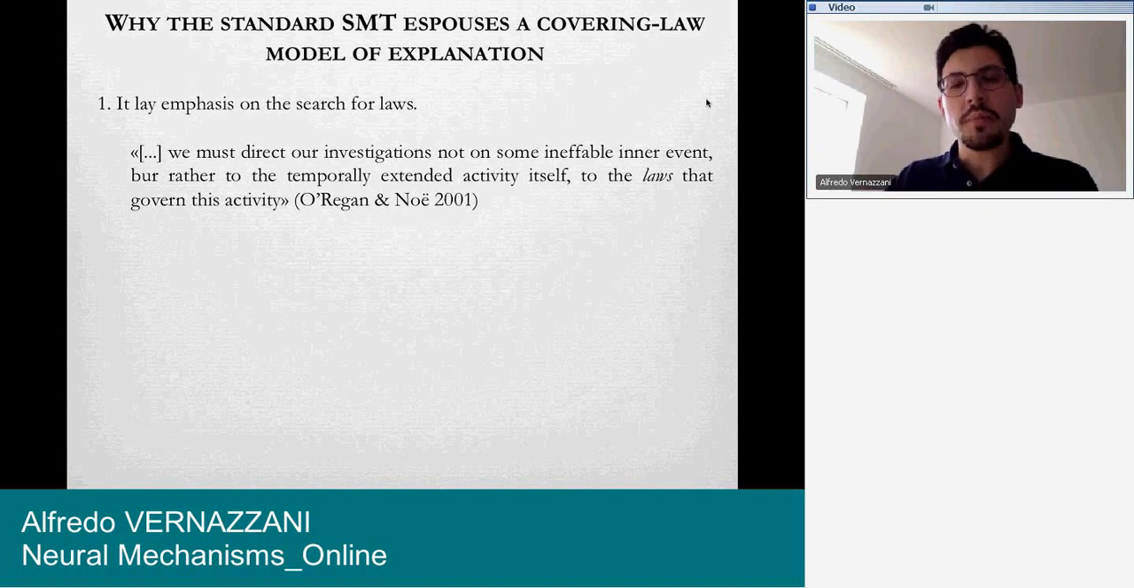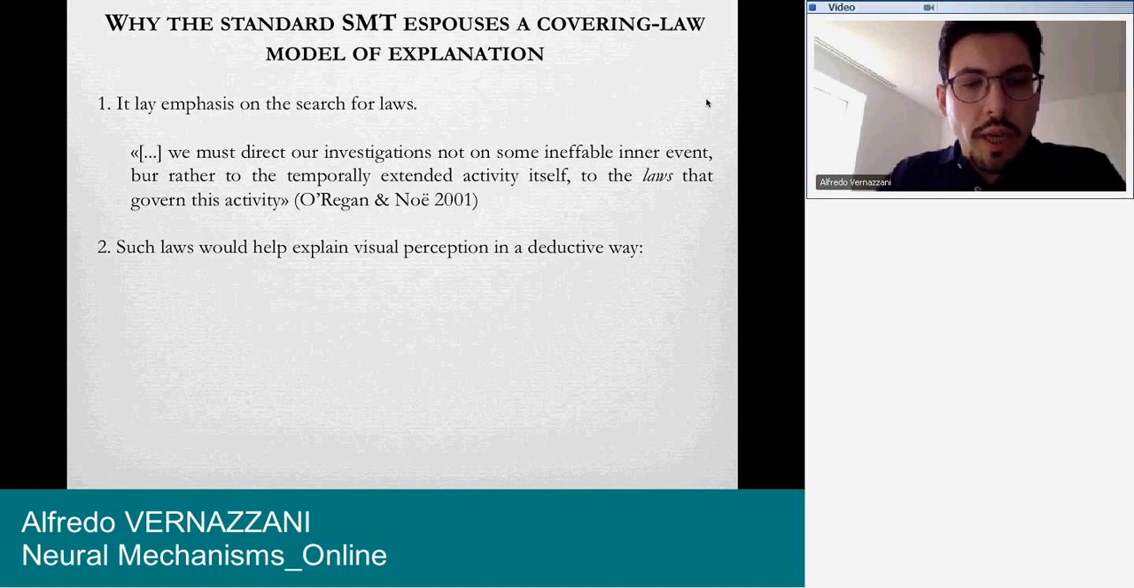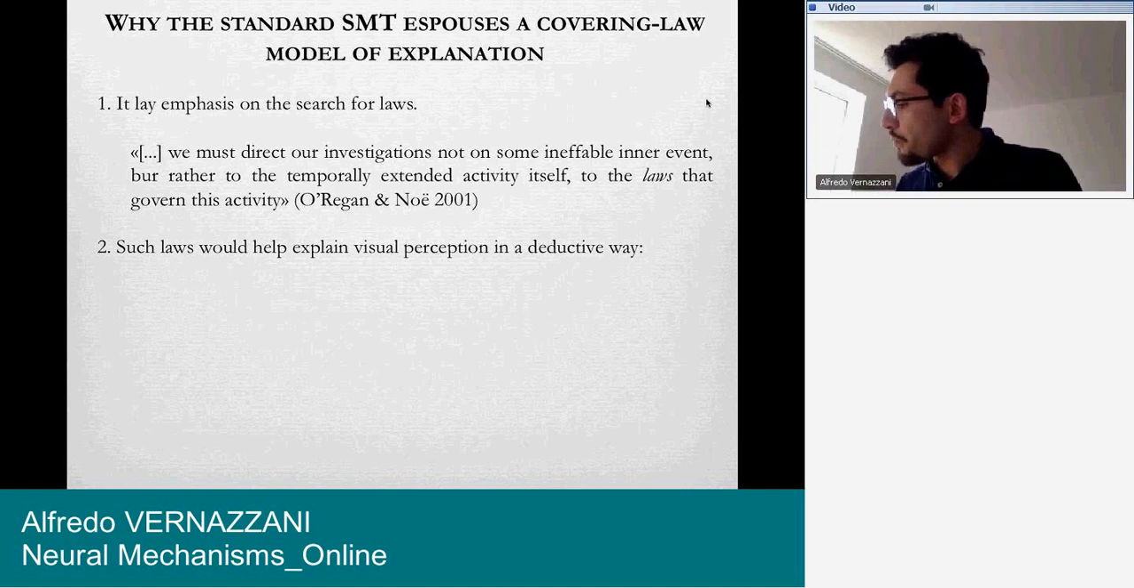Now, the point seems pretty clear. The point is not that we should look for something ineffable in the brain that would explain visual perception, but actually identify the law that regulates somehow the skillful activity of exploring the environment visually. Such laws then would help us explain visual perception in a deductive way.